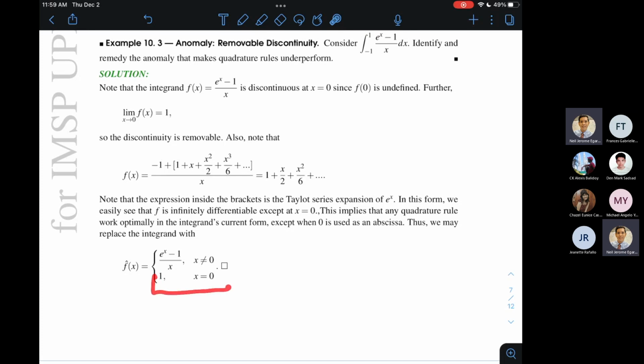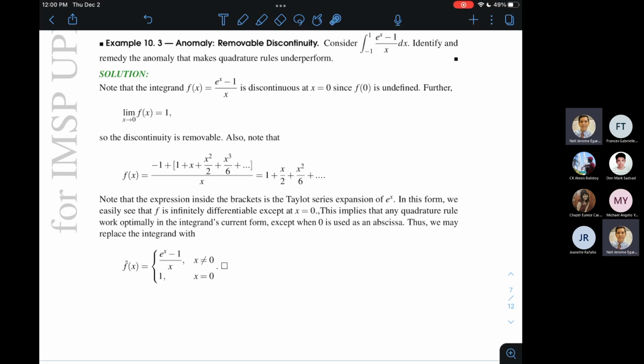Kaya pwede tayong magpalit ng function value sa isang point, or actually sa finite number of points, and that will not spell too much trouble for our approximate for the integral. Because theoretically, wala dapat mababago, pero since quadrature points sila, posibleng may pagbabago dun sa approximation, but that shouldn't be very major, especially if the function value that you chose is the limit of the integrand as x approaches the number of discontinuity or the point of discontinuity.